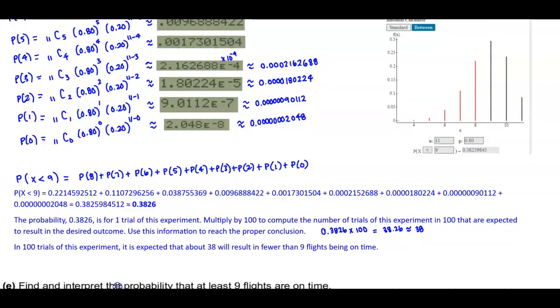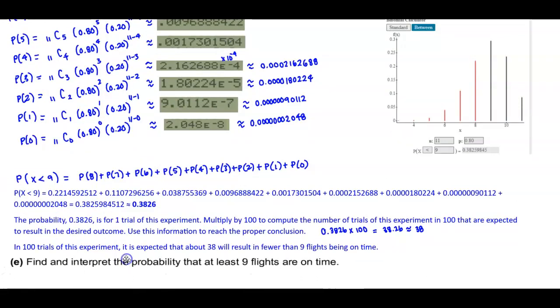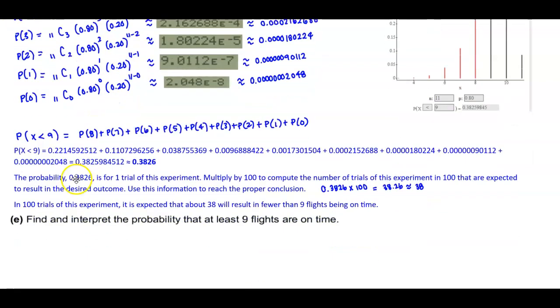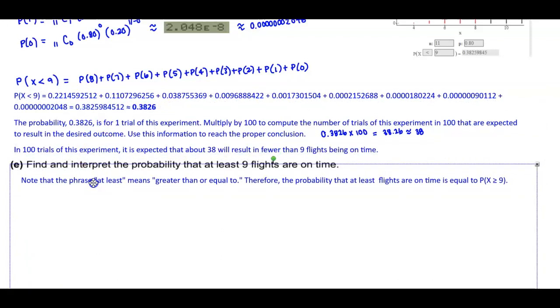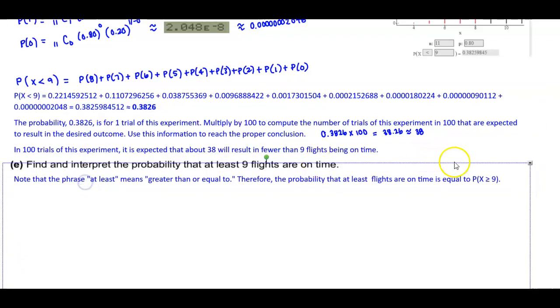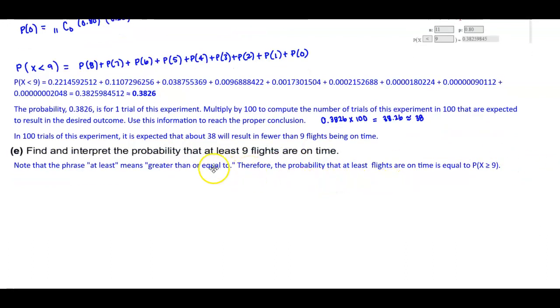Part E wants us to find and interpret the probability that at least 9 flights are on time. Okay, so let's go ahead and discuss this. Note that the phrase "at least" means greater than or equal to. So the probability that at least 9 flights are on time is equal to the probability of x being greater than or equal to 9.